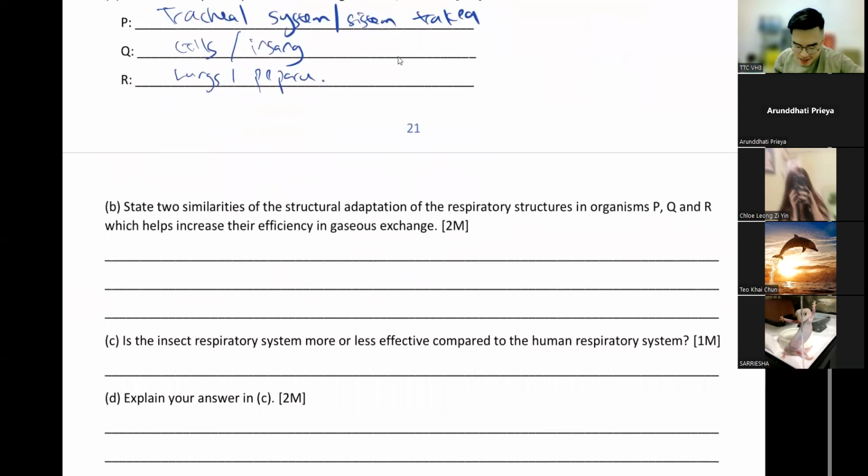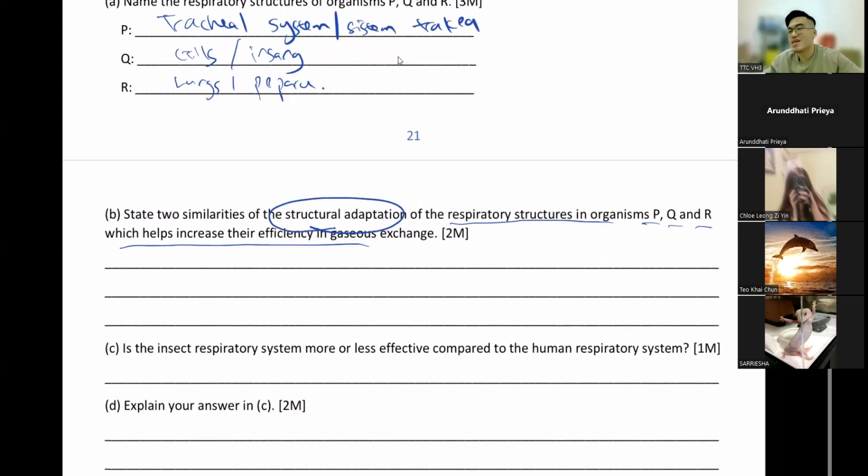So anyway, B, state two similarities of the structural adaptation of the respiratory structure in PQR, which help increase their efficiency. So what are the four? Yes, Kaijun, I know. What are the four adaptations that you know? Okay, moist, lembab, surface area, luas permukaan. What else? There's one more. Our alveolus is very thin. Okay, nipis. One cell thick.